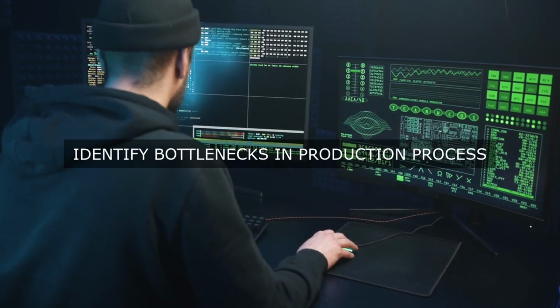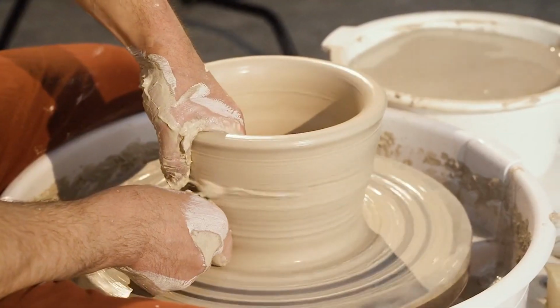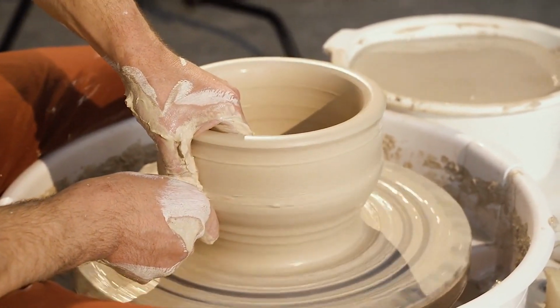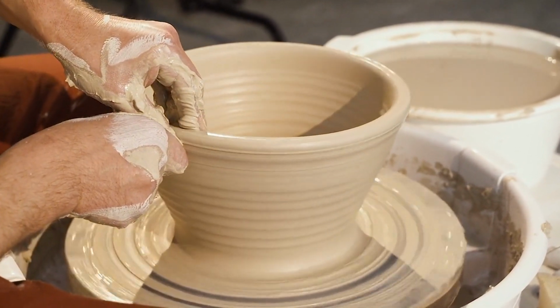This can be achieved by evaluating the performance of each production line, machine, and workstation, including their throughput rates, cycle times, and equipment availability. Additionally, the production capacity should be measured in terms of volume, frequency, and timing to determine the total output, production cycles, and lead times.